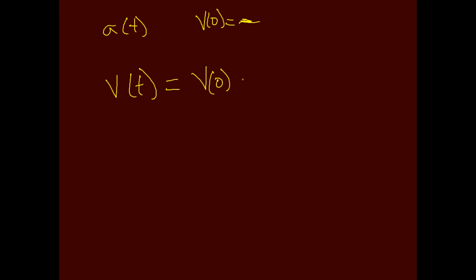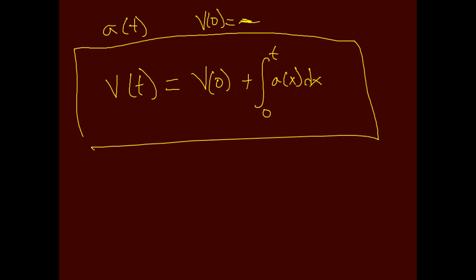And likewise, we can use the same thought to take an acceleration function as a function of time, and we can find a velocity function. And so the velocity function, given some initial condition where the initial velocity is known, is going to be that initial velocity plus the integral from 0 to t of a of x dx. So we're using the same logic that we use to find a position function from a velocity to find a velocity function from an acceleration.